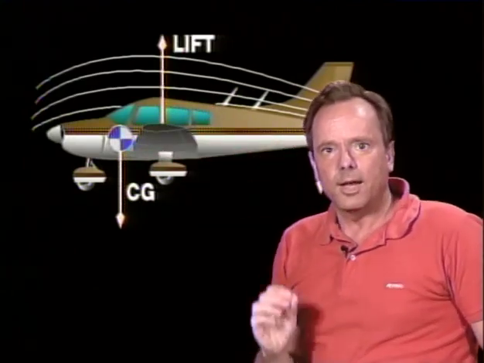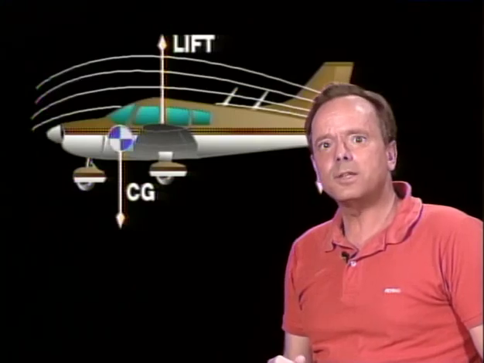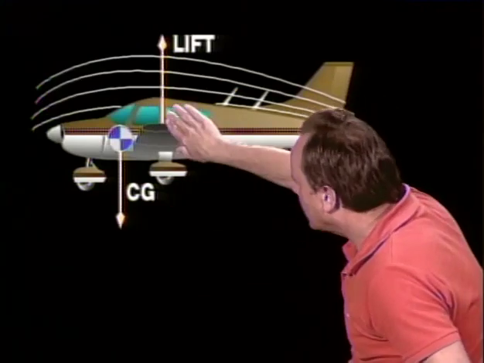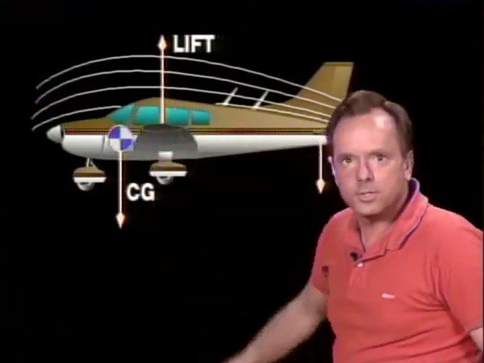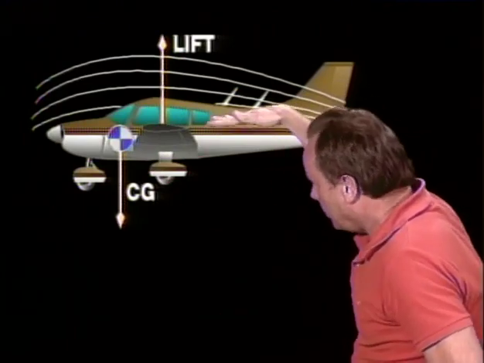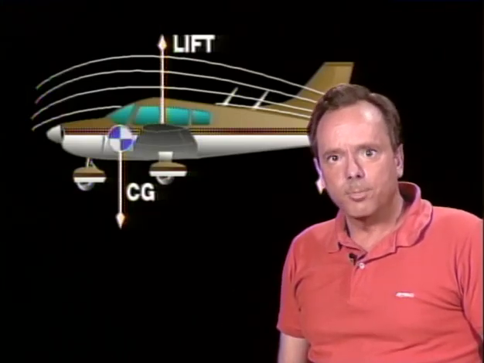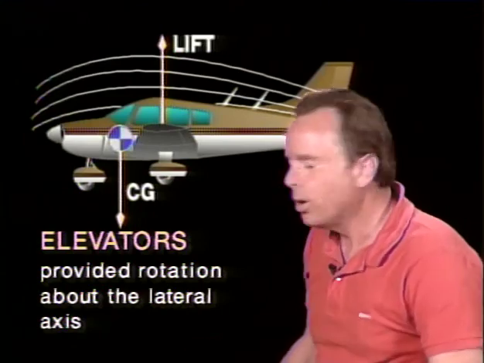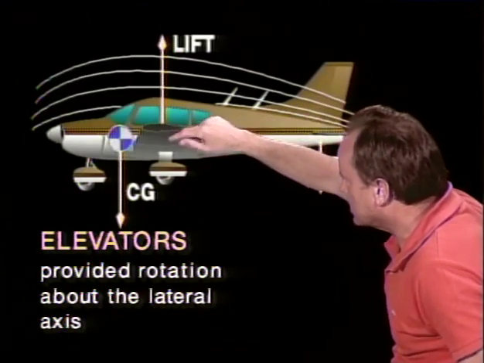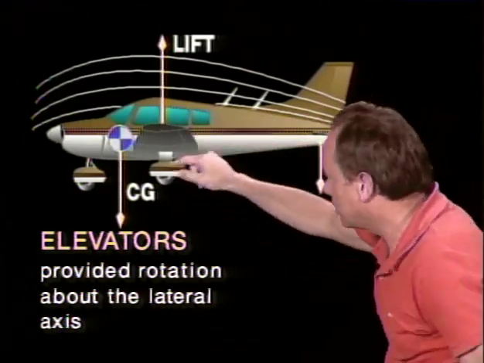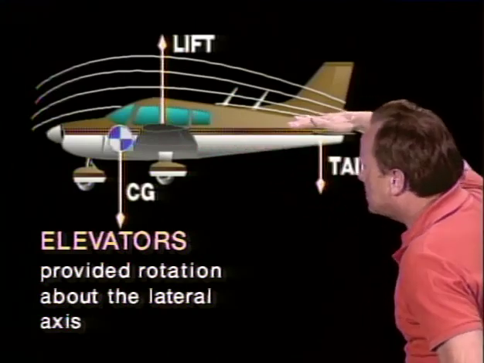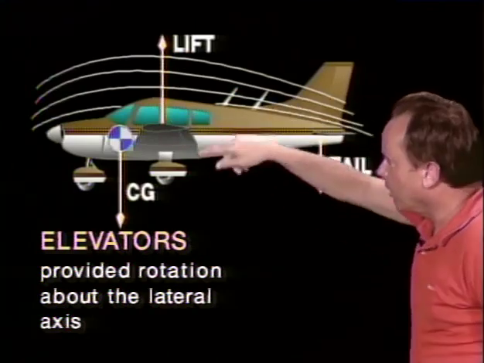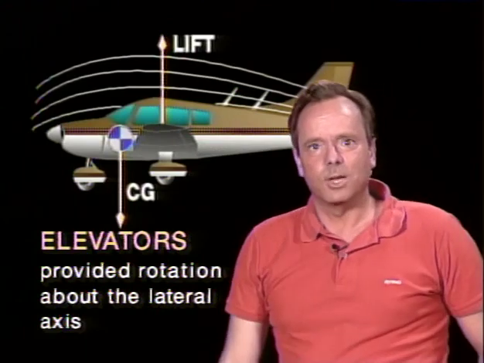Now the way they put this on the test is: an airplane's center of lift is usually located aft of the center of gravity so that the aircraft will have a nose heavy tendency, and they want you to know that. Now, the elevators of a conventional airplane are used to provide rotation about the lateral axis. The lateral axis is the line drawn from wingtip to wingtip, and it's the elevators that provide rotation about the lateral axis, and they want you to know that.